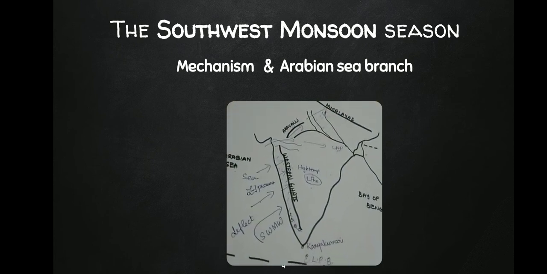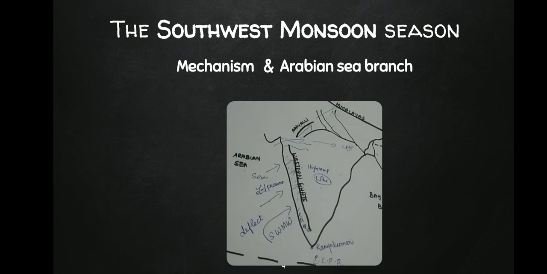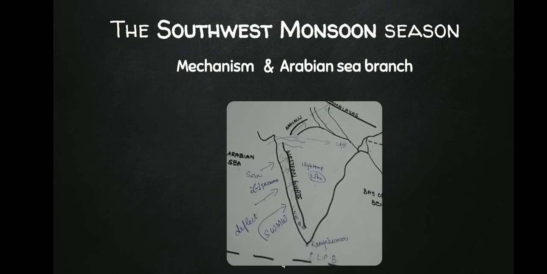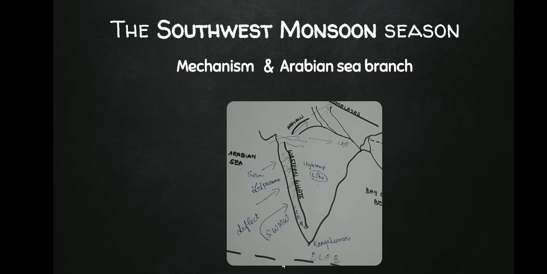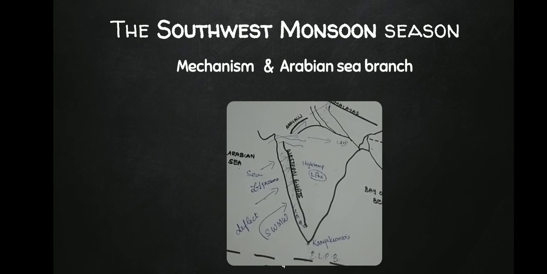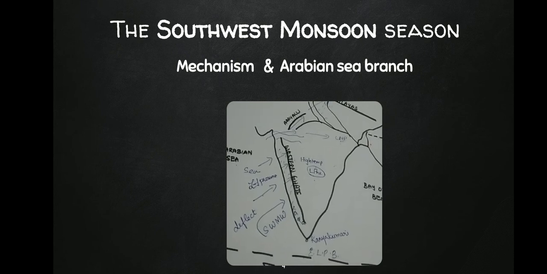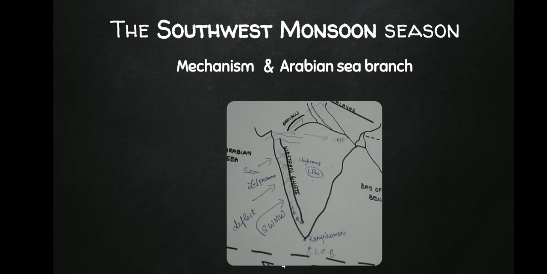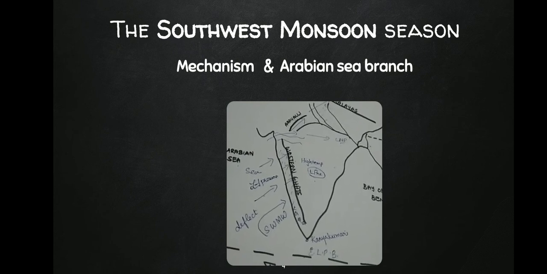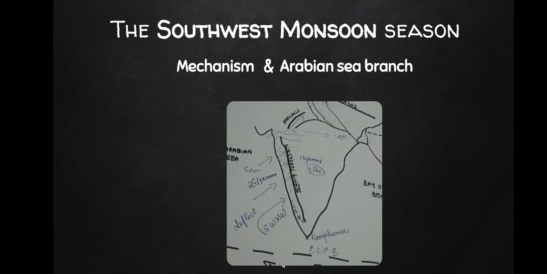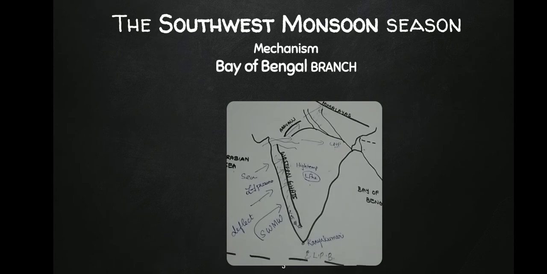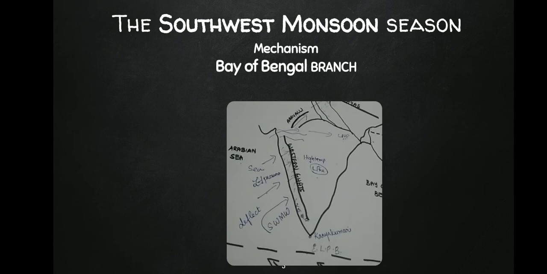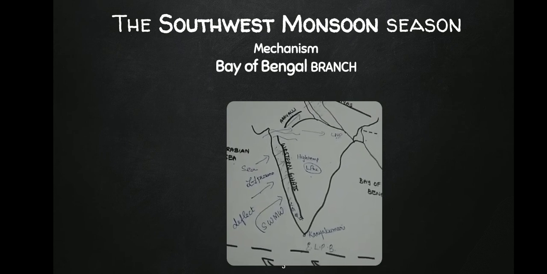This is the mechanism of the Arabian Sea branch, which we discussed yesterday. The Arabian Sea branch blows from high pressure sea to low pressure land, therefore it is called onshore winds. Today let us discuss in detail the Bay of Bengal branch.